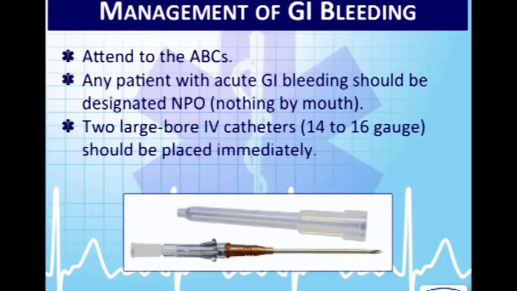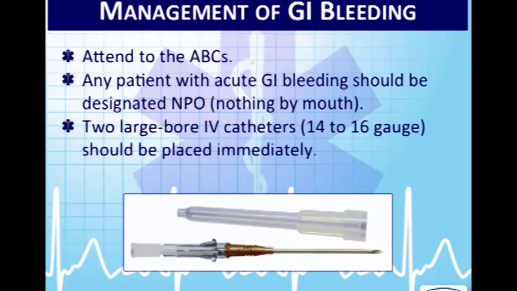We always talk about ABCs. We want to make sure that if the patient's bleeding is very brisk, that we're monitoring their airway, we're checking their vital signs. Are they very tachycardic? Is their blood pressure very low? Is it hard to feel pulses? Are they very thready pulses? These are all things that we need to know when we're managing a GI bleed.